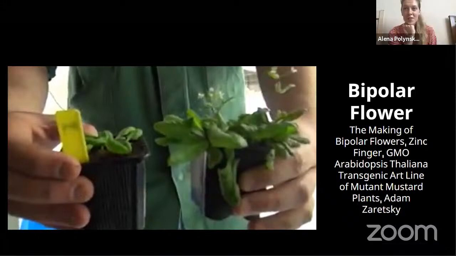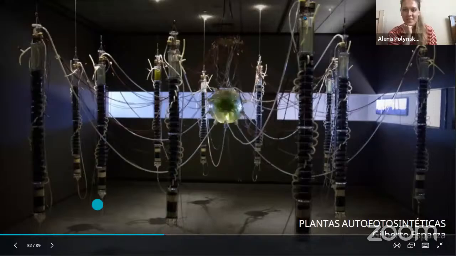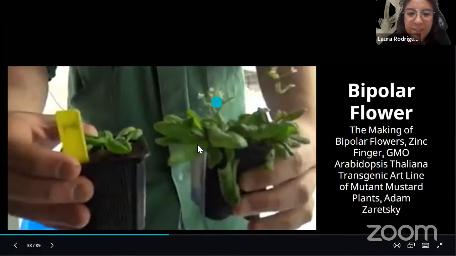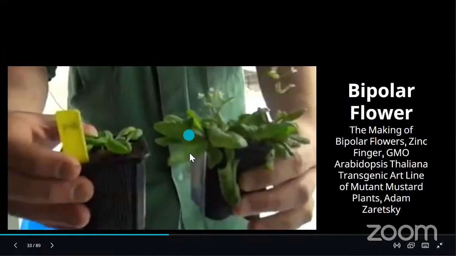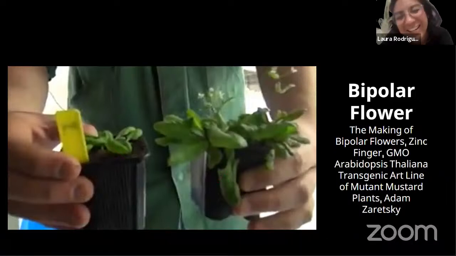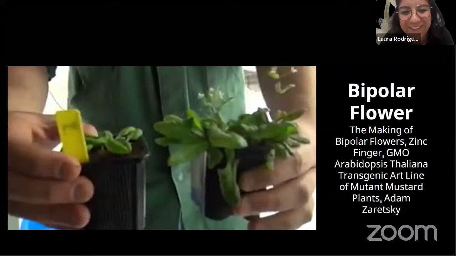The right one? The right one. Sorry, you think this is a bipolar? Yes, it's bigger. Right, you are? This is a bipolar flower.